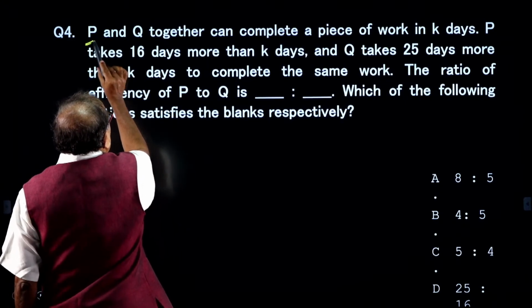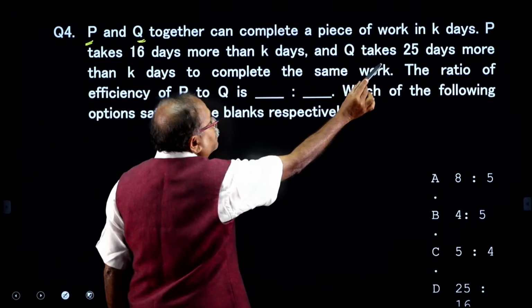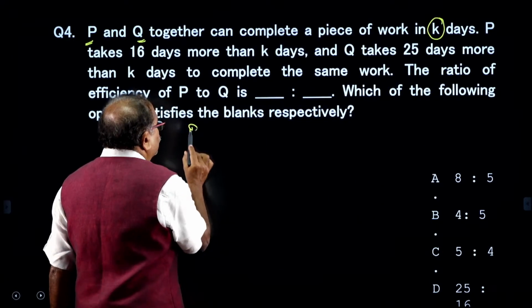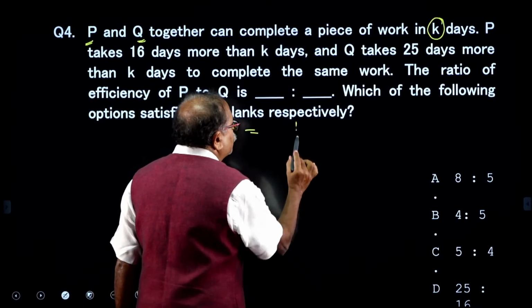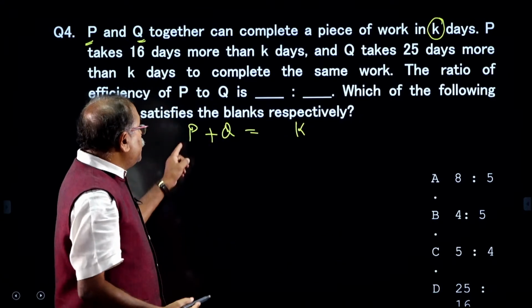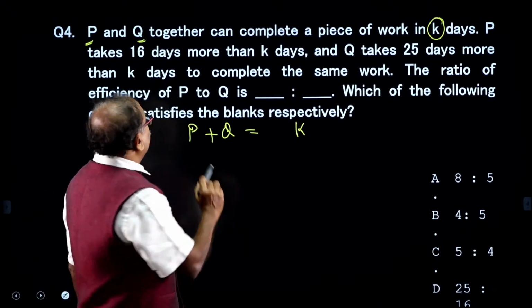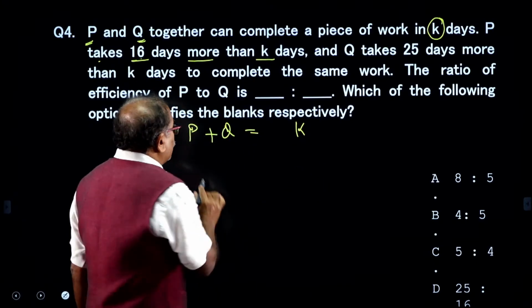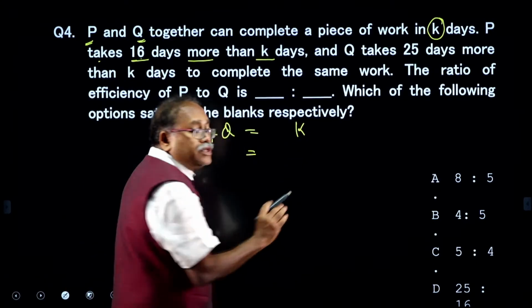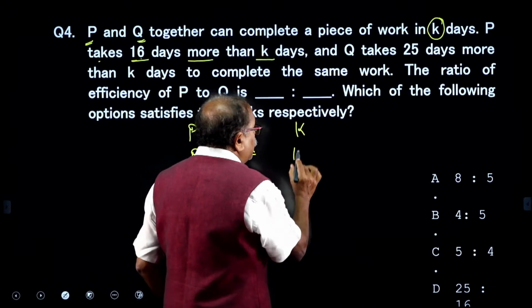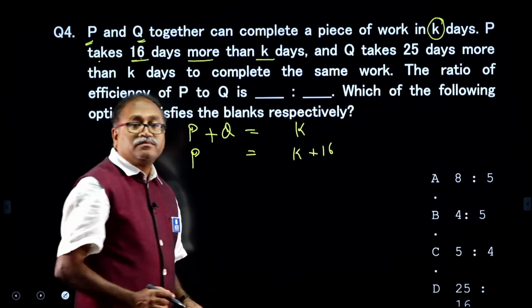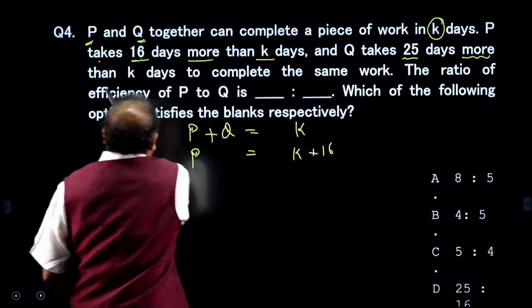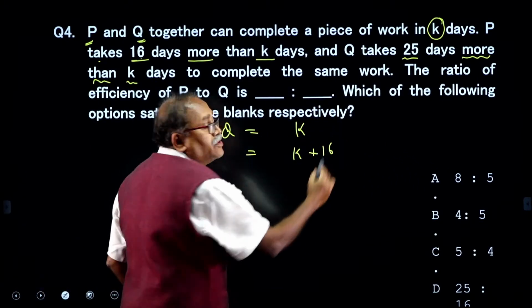What is it here? P and Q together can complete a piece of work in k days. I am just writing the same question which is already there. P and Q together can complete the work in k days. P takes how many days? 16 days more than K. That means K plus 16, and Q takes 25 days more than K to complete the same work.